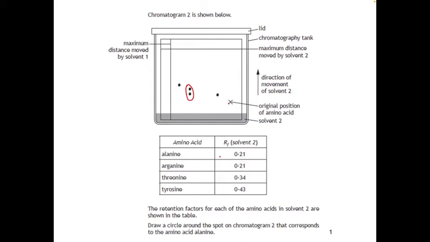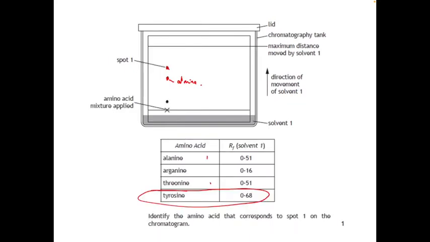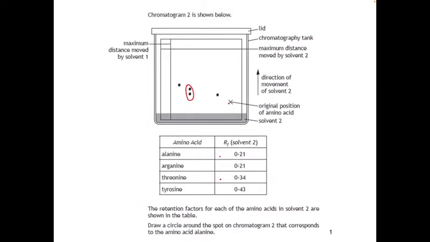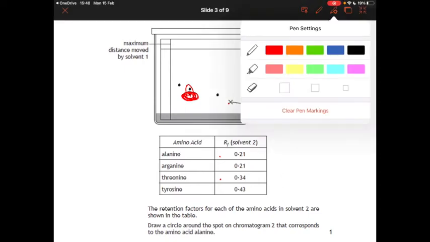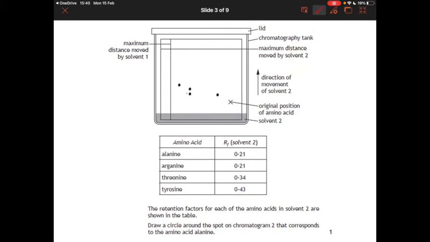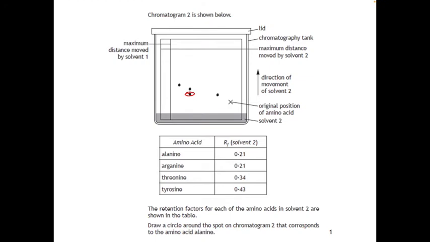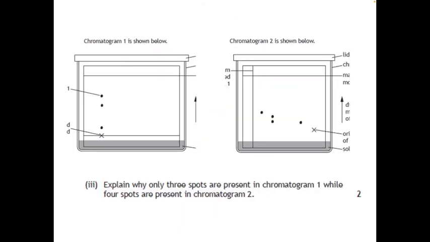So alanine has got 0.21 and threonine is 0.34. They were the two ones that were at that same spot. So alanine is going to be the one that travels the least far out of these. So this one here. In fact, I'm going to rub this out. Oops. This one here is alanine. That's quite tricky because you've got to use information from two parts of the question.